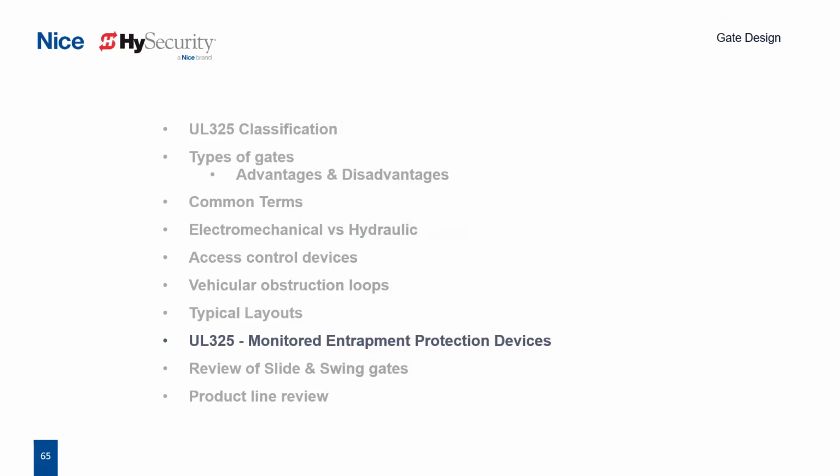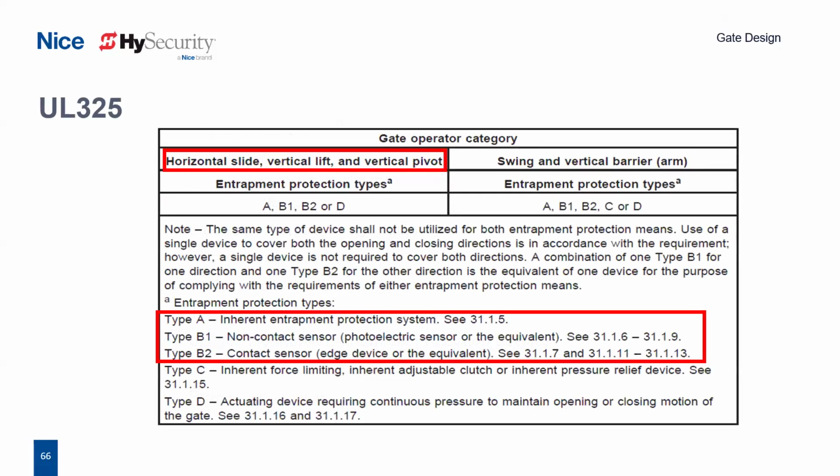Now we're going to talk about UL325 and monitored entrapment protection devices. When the standard first came out in 2001, we talked about those usage classes. Now, in 2018, they changed to how the gate operators operate. For a horizontal slide, a vertical lift, or vertical pivot, the UL325 safety standard says that you must use 2 independent monitored means of entrapment protection in each direction of slide gate travel. So I'm going to use either a type A, an inherent entrapment sensor, B1, a non-contact sensor, think those photo eyes on your garage door at home, and B2, our contact sensor.